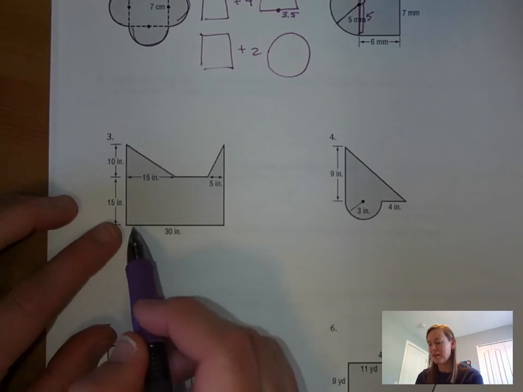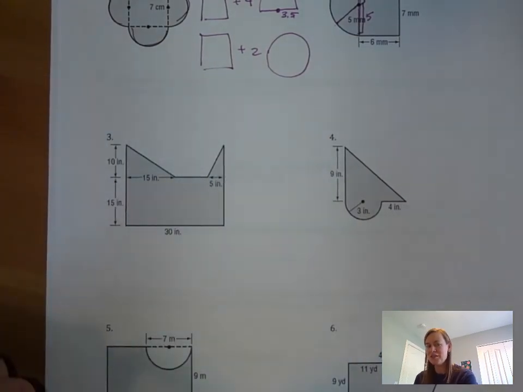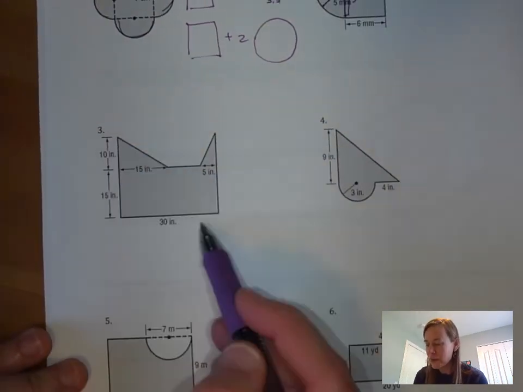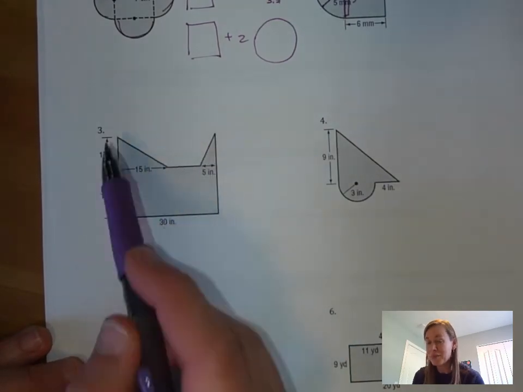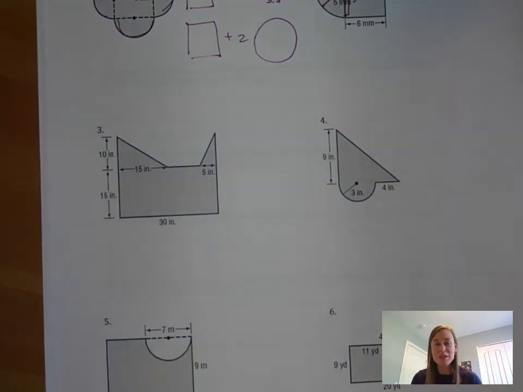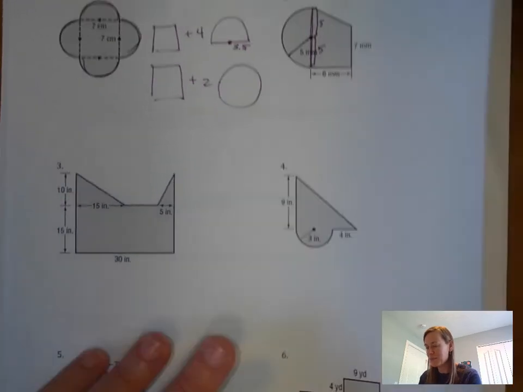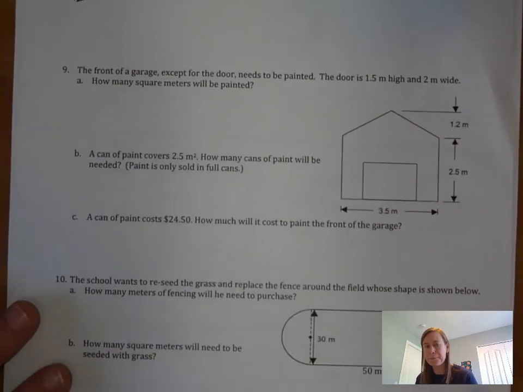Here you could do the rectangle plus the triangles, or you could do a big rectangle and subtract out a trapezoid. Whichever way you want to do it is the way you should do it. Now you get to the next page. Let's look at number 9 really quick.